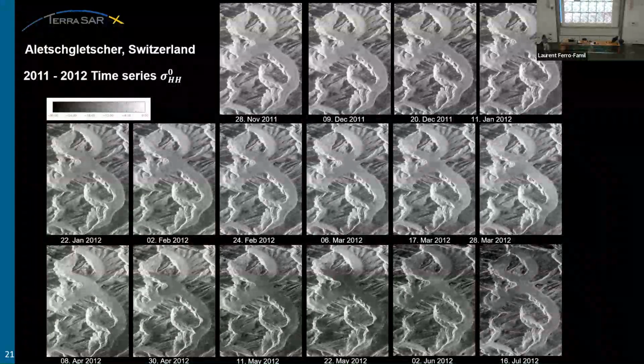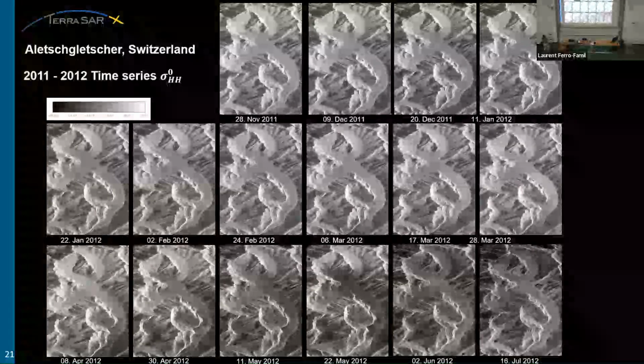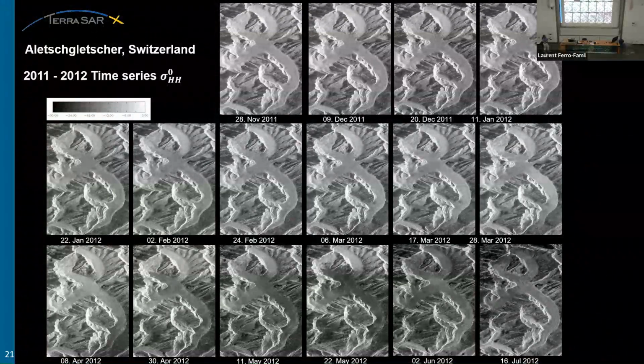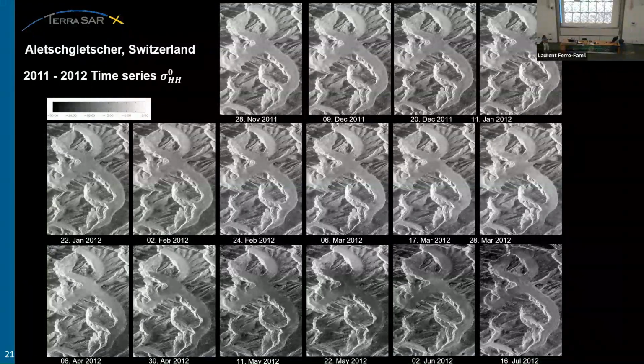So in November, snow starts, which means that in the radar backscattering intensity the glacier looks quite bright. It's not changing so much. Some parts probably change and get darker, this one is again brighter, the tongue a little bit, and then you see it's getting dark again.